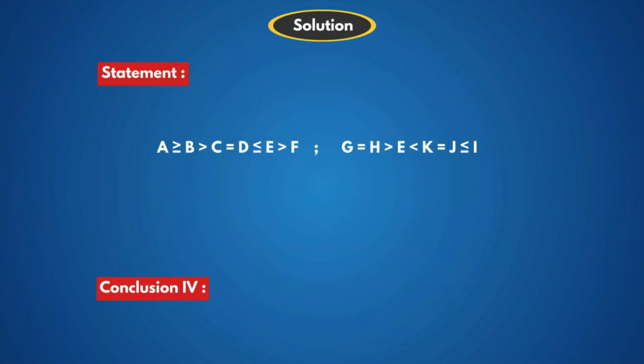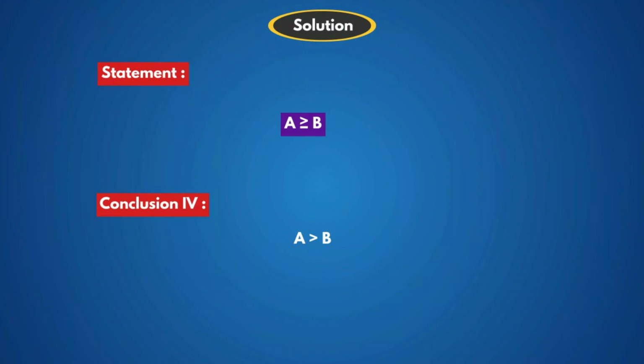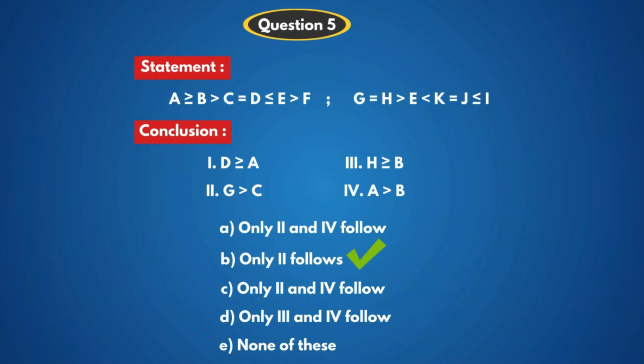Conclusion 4. A greater than B. In this statement, A greater than or equal to B. So we can write this A greater than or equal to B only, because the combination is greater than or equal to greater than symbols. We will give first priority to greater than symbol and then second priority to greater than or equal to symbol. So we can write directly A greater than or equal to B. But in the conclusion it is given that A greater than B. So conclusion 4 is false. So the answer is B.